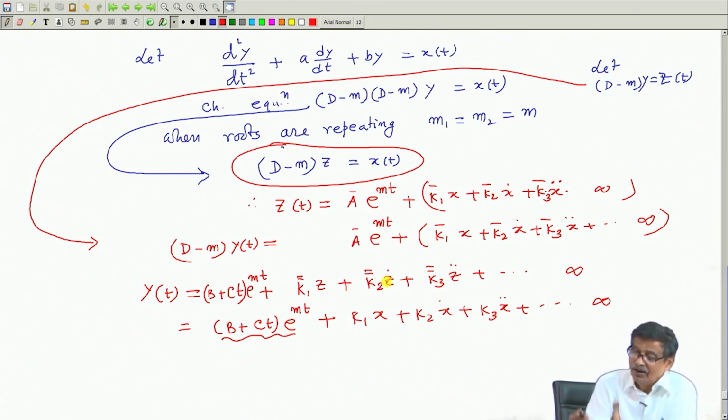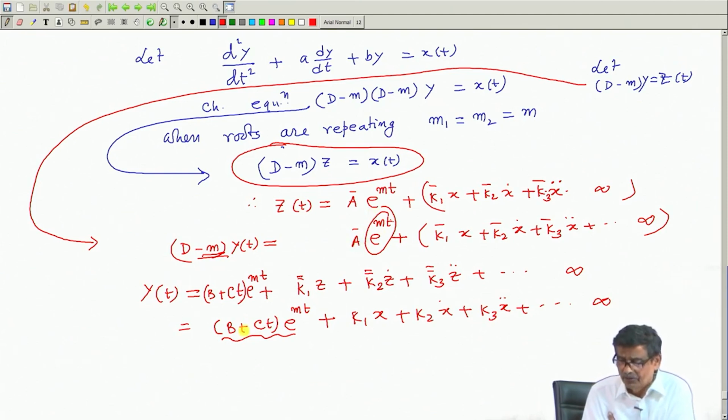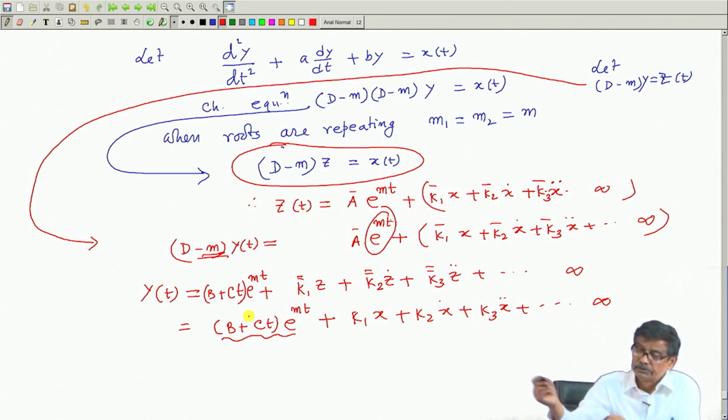Because on the right hand side you can easily identify the characteristic root is m, and the excitation is e to the power m t. Therefore, if you go to the basic fundamentals, e to the power minus m t, if you multiply it will become constant, integrate it will be some constant into t. Got the point? Similarly, this is the thing.